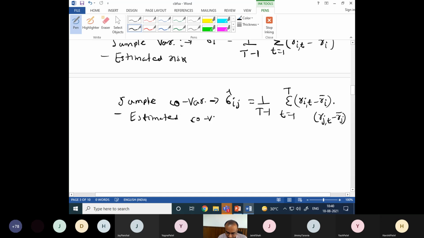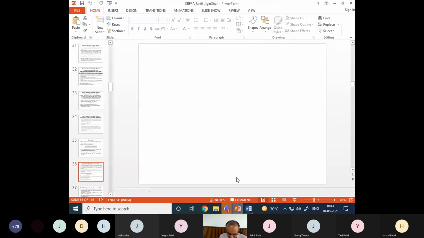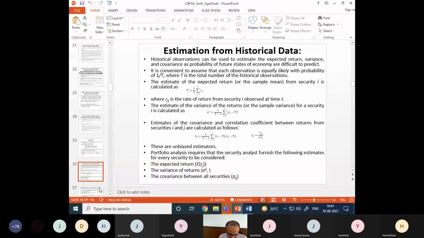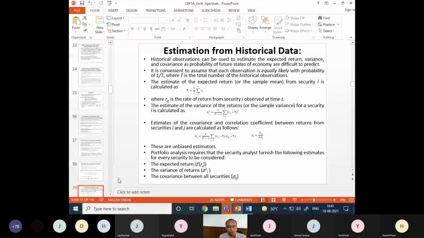And these all are estimated from past data. And rho ij is equal to sigma ij divided by sigma i sigma j, all estimated values. So this is our conclusion, right? And we need to know all these values. Now we go to the portfolio.